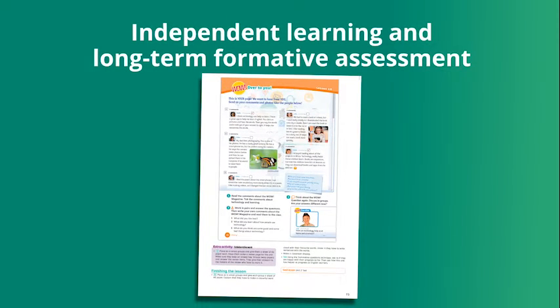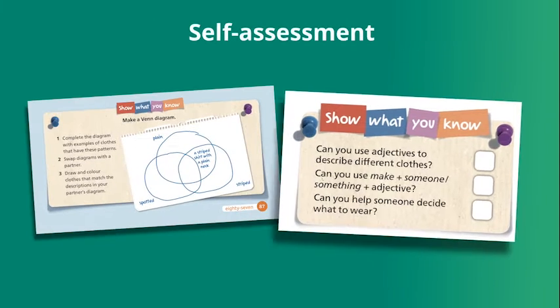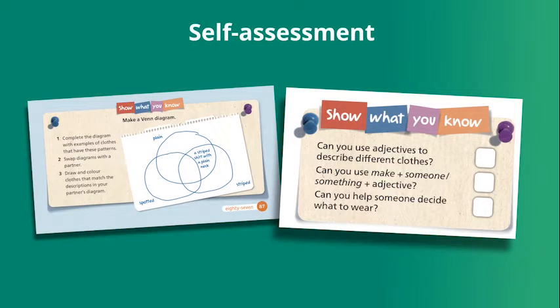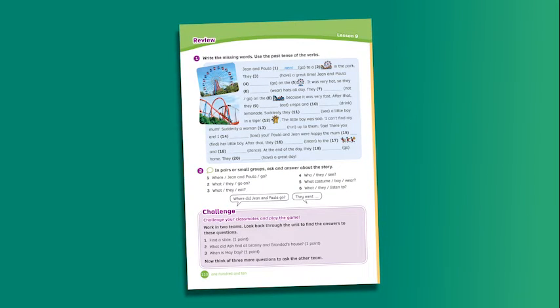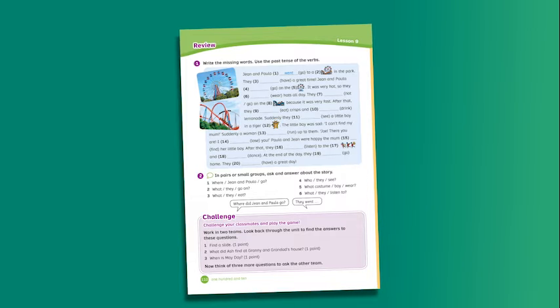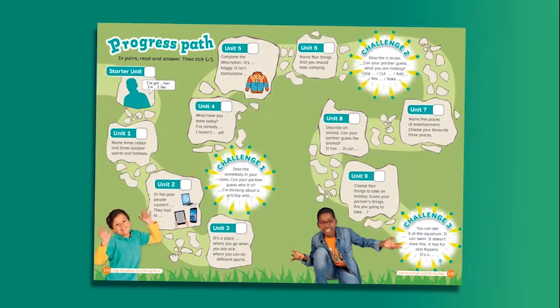Long-term formative assessment allows students to develop critical thinking skills about their own performance and become more aware of the process by which they learn. There are opportunities throughout Team Together for students to show what they know or self-assess. The reviews at the end of every unit give teachers and learners an opportunity to review progress. The progress path at the end of every book allows teachers to monitor learning and fill in any gaps.